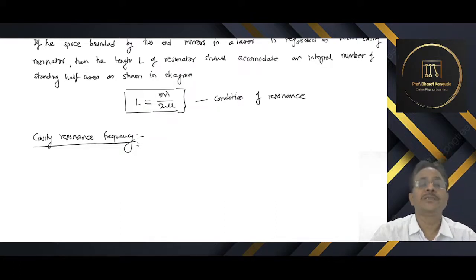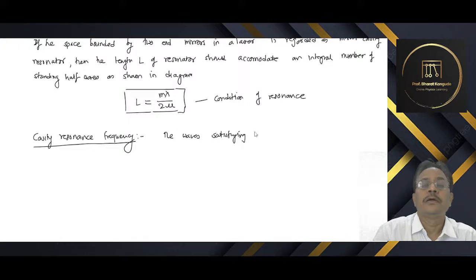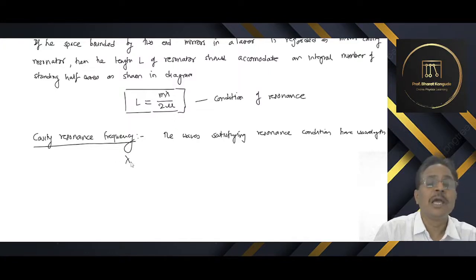Now this expression I can rewrite in another format. The light waves satisfying the resonance condition have wavelength, lambda m, a particular wavelength for a particular m value, where m is equal to 1, 2, 3, 4, etc. That is given by twice mu L upon m.